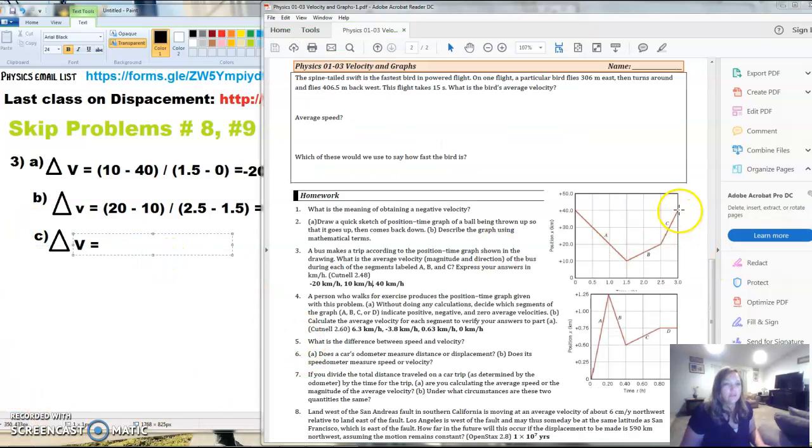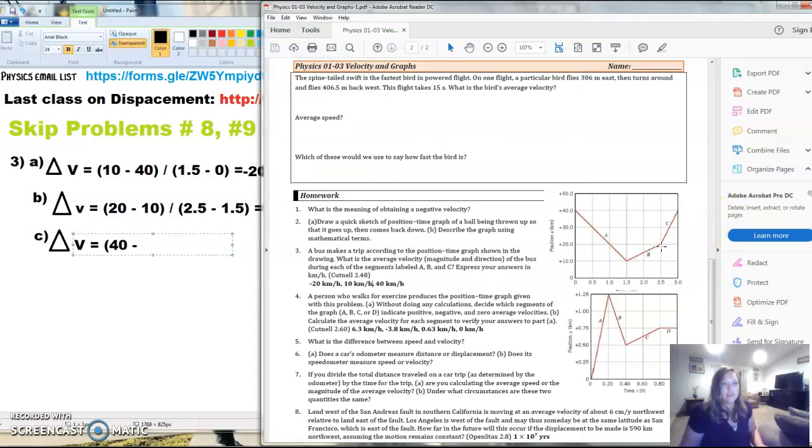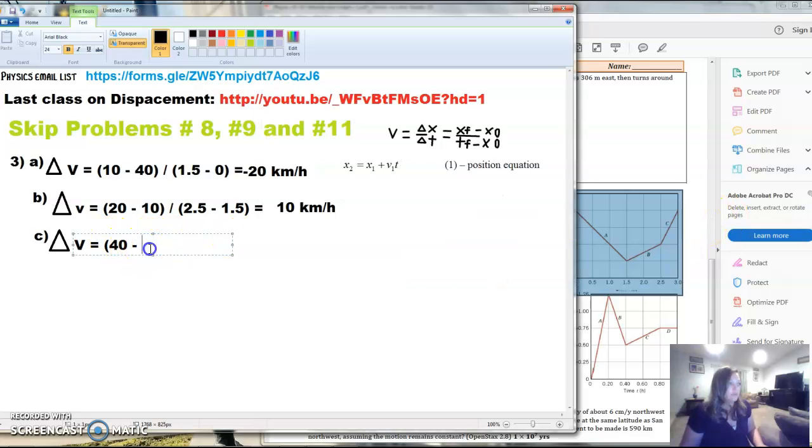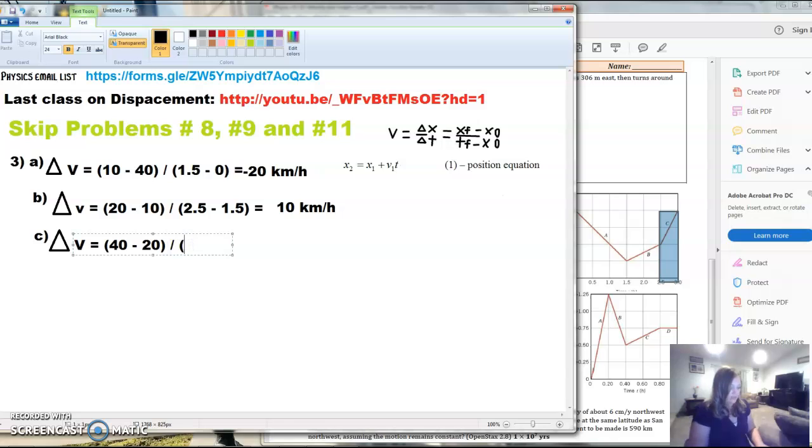So here we've got C over here, and our final position is up here at 40 kilometers. So we're going to start at our final position, subtract our initial position, which is over here at 20. So we're going to have 40 minus 20, divided by our time differences. We're going to be over here at 3 hours and go back to 2.5 hours. So we're going to have the quantity 3 minus 2.5. That's going to give us the answer of a half. So we're going to take 40 minus 20, which will give us 20, divided by 0.5, and that will give us the answer that we see on our slide, which is 40 kilometers per hour.